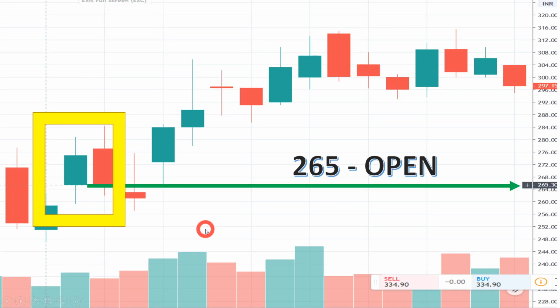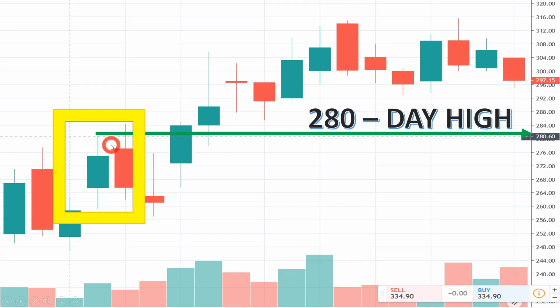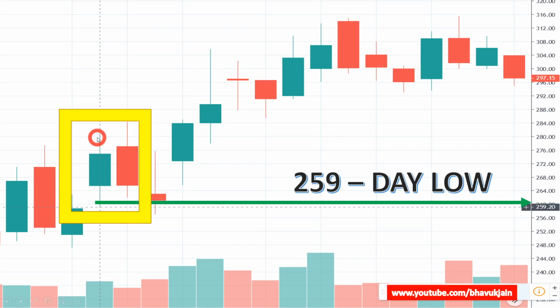Again, I'll show you. See, the price opened here at 265. It closed here. It made a high of this point, it made a low of this point. So it is a bullish candle because it closed above the opening price.